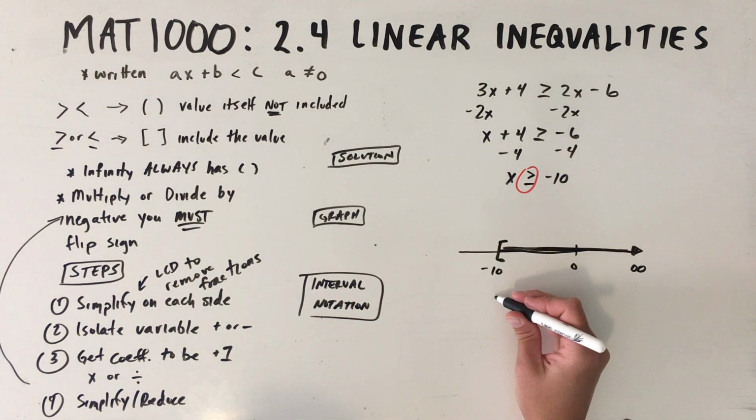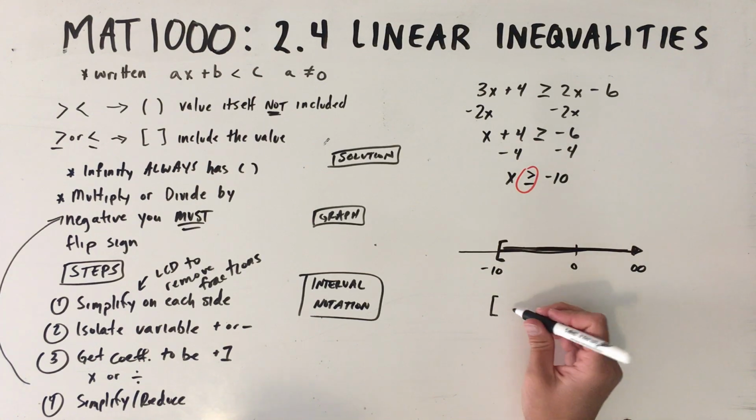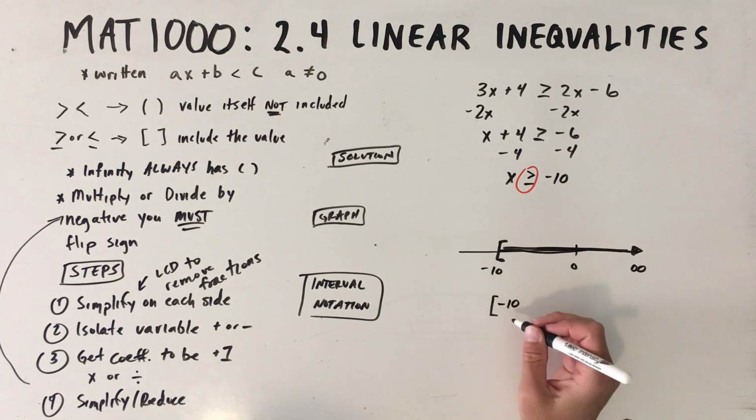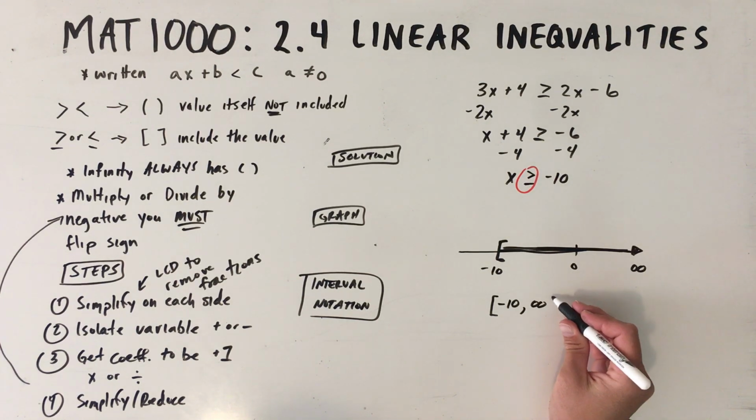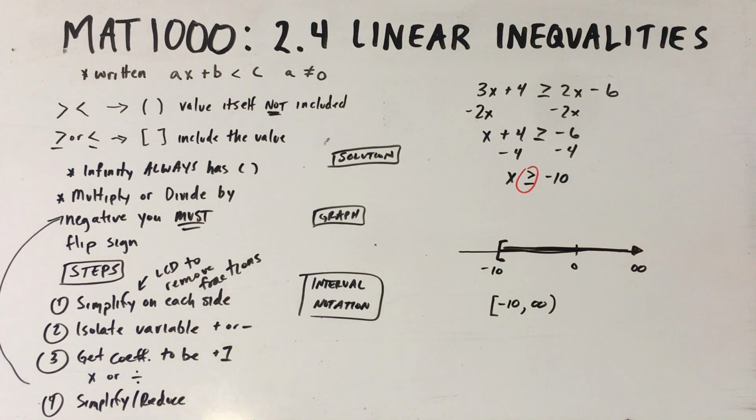Reading this for interval notation, I'm going to start at the value negative 10 and I'm going to include it. So negative 10 would make the statement true. And I'm going to go all the way to infinity. And of course we always have a parenthesis there for infinity. All right.